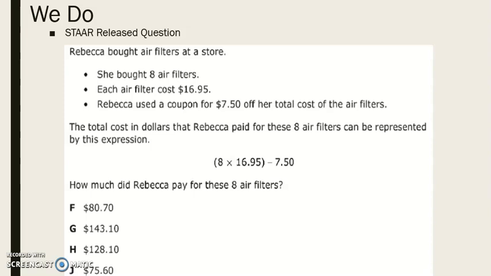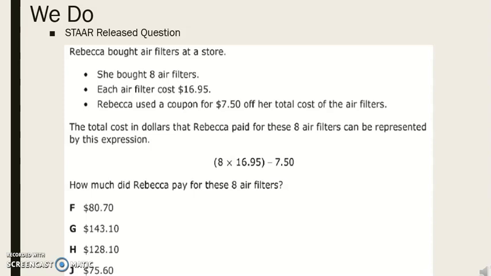The total cost in dollars that Rebecca paid for these 8 air filters can be represented by this expression: 8 times $16.95 minus $7.50. How much did Rebecca pay for these 8 air filters? Okay, so in order to solve this expression, we have to use order of operations.